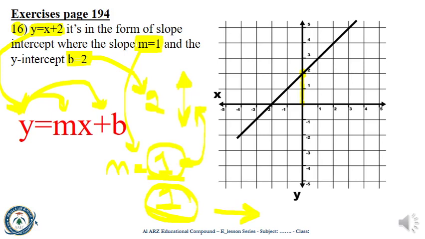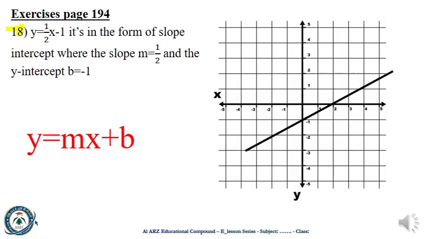So I'm going 1 step upwards and then 1 step to the right, starting of course from the point I plotted before, which is this one. So I'm going 1 step upwards and then 1 step to the right to reach this point right here. If you connect them, what do you get? This line.